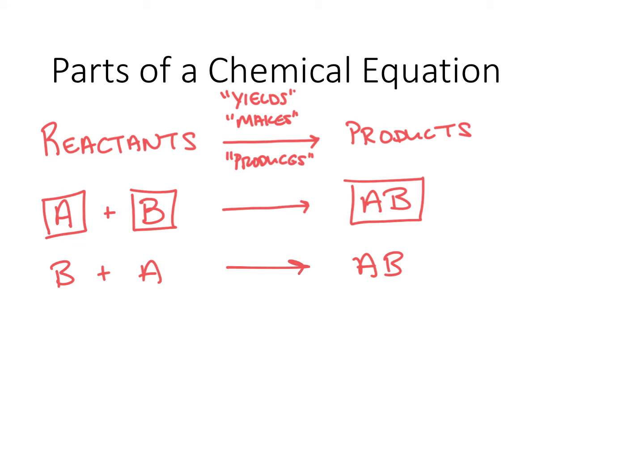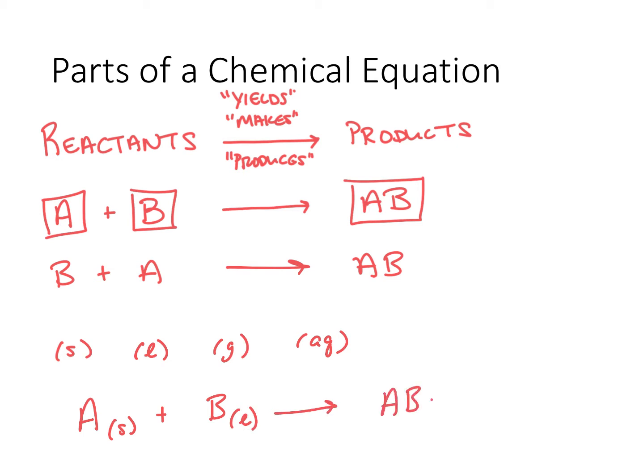It's also common to use subscripts for states of matter. S for solid, L for liquid, G for gas, A for aqueous, meaning it's dissolved in water. As an example, A is a solid substance reacting with B, that is a liquid, creating AB, that is a gas. I'm just making this up, but if you see those subscripts, that's telling you the state of matter.